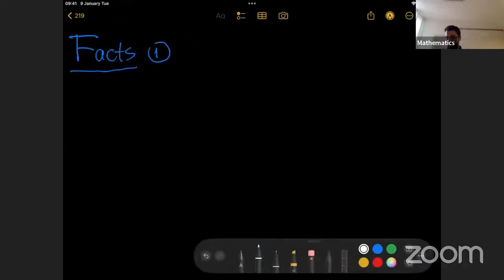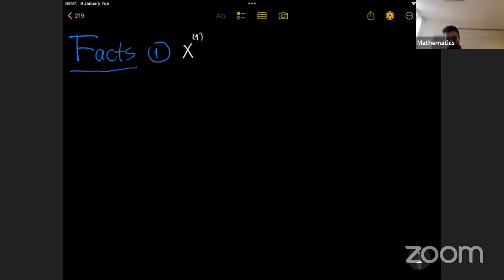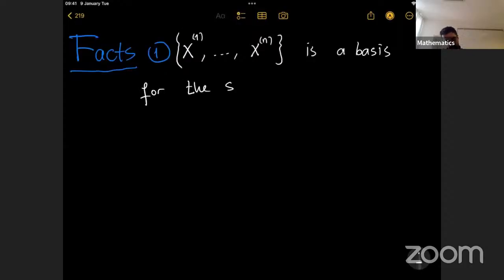Remember, x1. So this is the special set of solutions with special initial values, right? With 1, 0, 0, and 0, 1, 0. This set is a basis. We just showed that, right? Any other solution can be written in terms of these ones. So this is a basis for the solutions of x prime equals Ax. We proved this earlier, right?